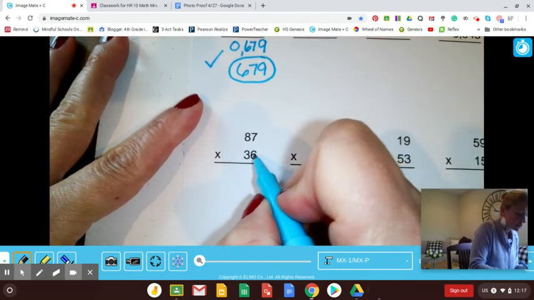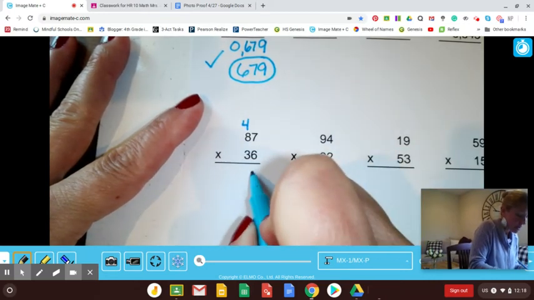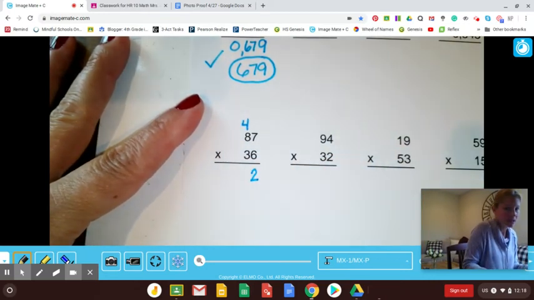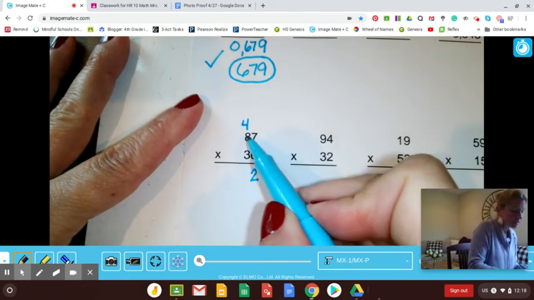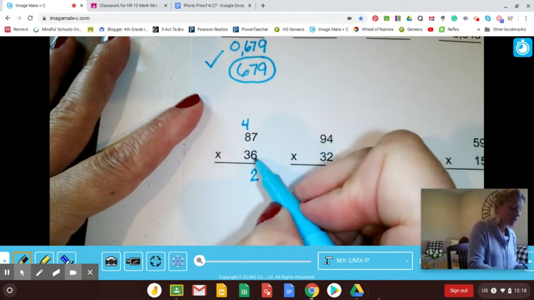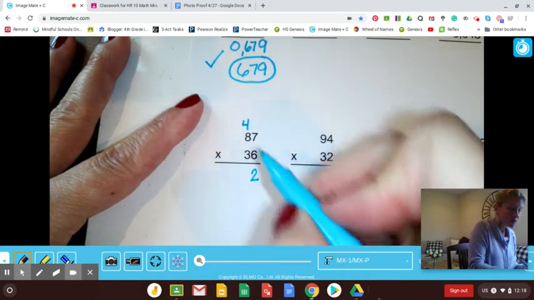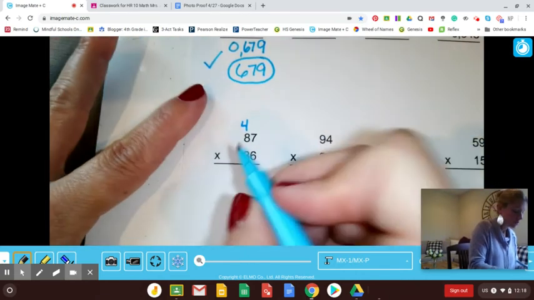6 times 7. So 6 times 7 I know is 42. So I'm going to put my 4 up at the top and my 2 nice and neat down below. Now I'm going to do 6 times 8. 6 times 8 is 48, my favorite multiplication fact. So 6 times 8 is 48 plus 4, so 48, 49, 50, 51, 52.